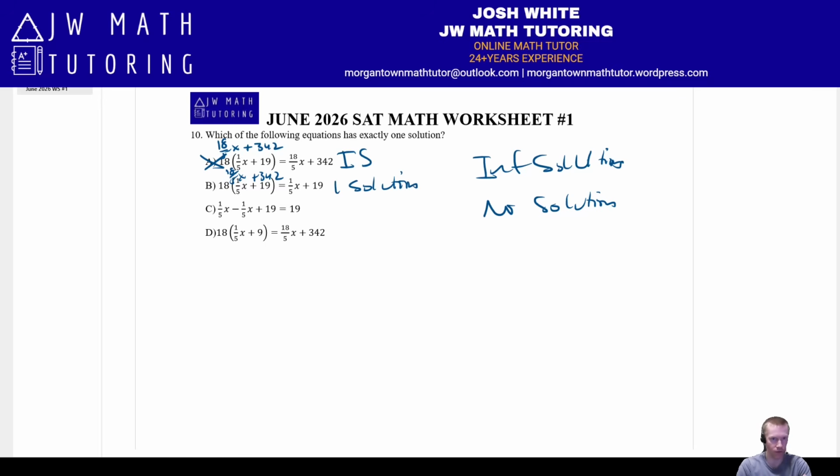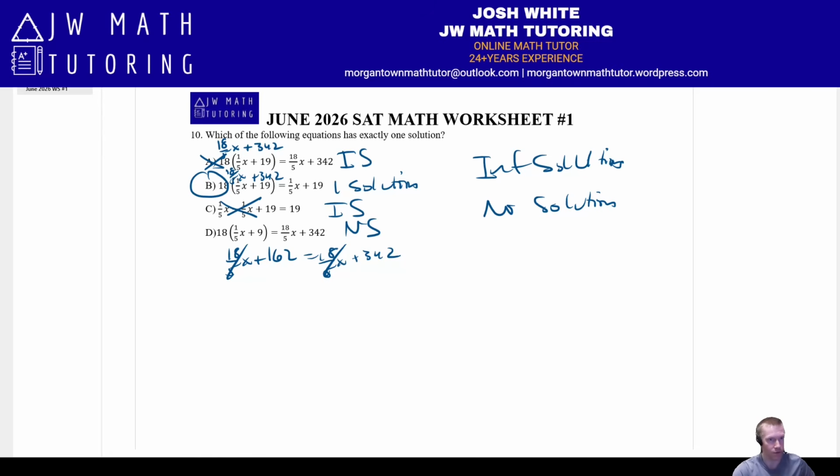This is going to be the correct answer. If you look at C, what ends up happening is these cancel out and you get 19 equals 19. That's another infinite solutions case. For D, if you multiply it out, you end up with 18 over 5x plus 162, 9 times 18. And therefore, this one becomes no solution. The x's cancel out, the x's are the same, but the numbers are not the same. So the correct answer for this one is letter B.